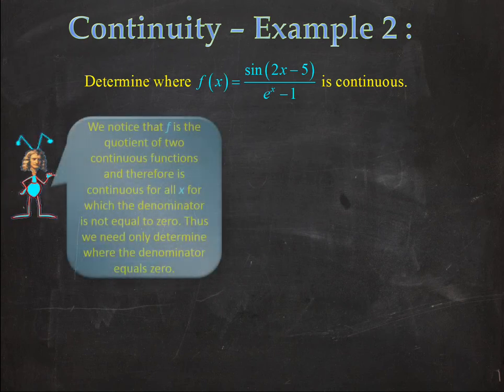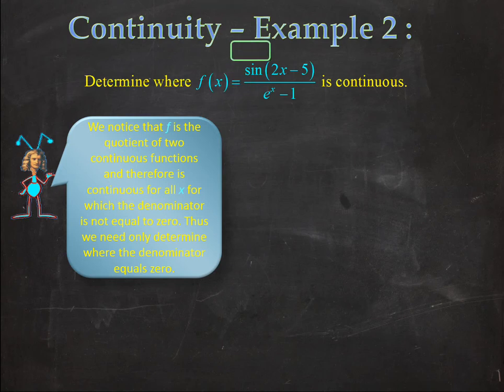Now, when you have a quotient, as in this one, you may notice that the numerator, that is the sine of 2x minus 5, itself is a continuous function. And the denominator, e to the x minus 1, also is a continuous function by itself. One of the previous rules that we had discovered is that if you have a quotient of two continuous functions for all x in the domain, then the quotient, that is f of x, is going to be continuous, with the only exception being where the denominator equals 0.